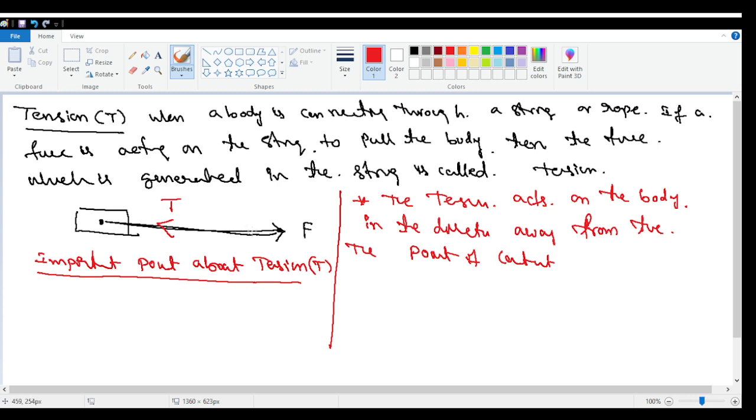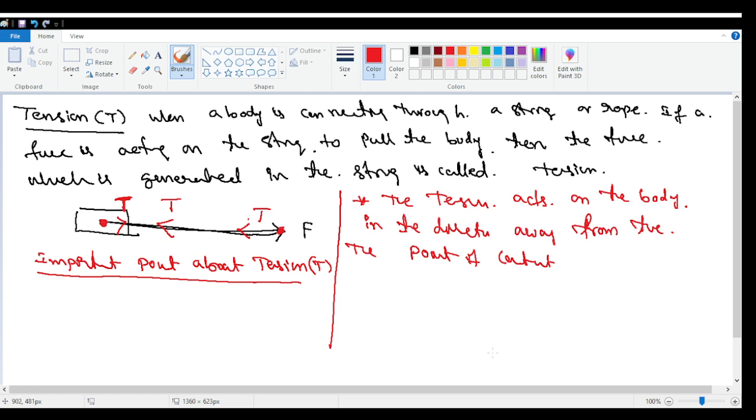Let me take this one. This is the contacting point, we are applying the force in this position, and the tension direction is like this. On this contacting surface, the tension will act in this direction, this is the tension direction. So every time the tension is away from the contacting point.